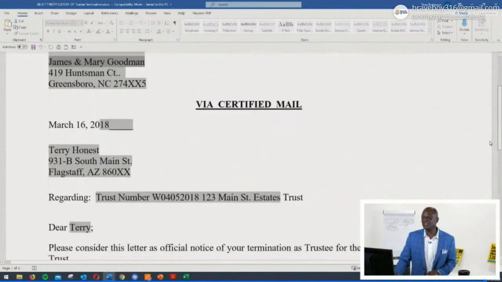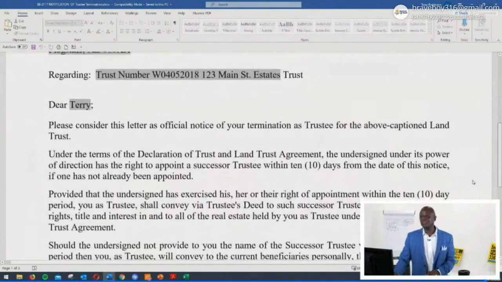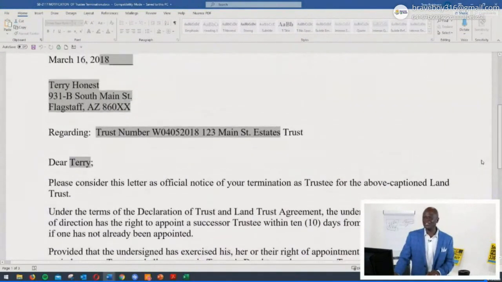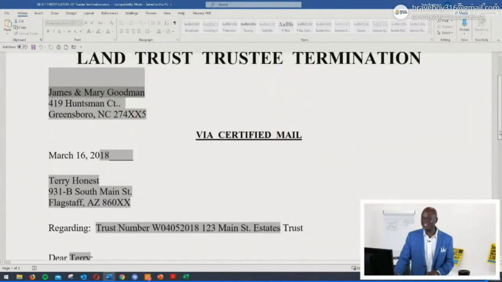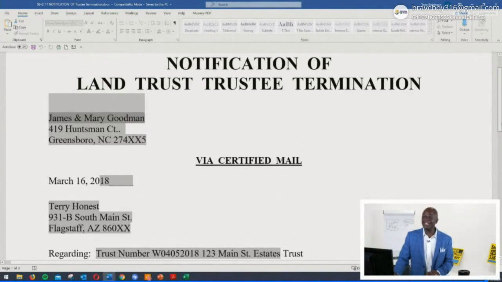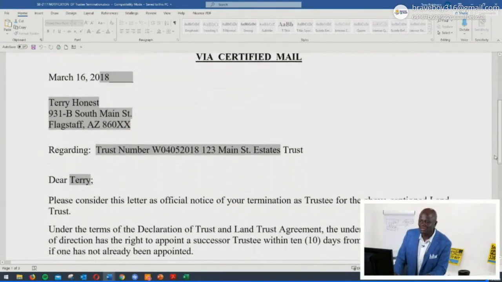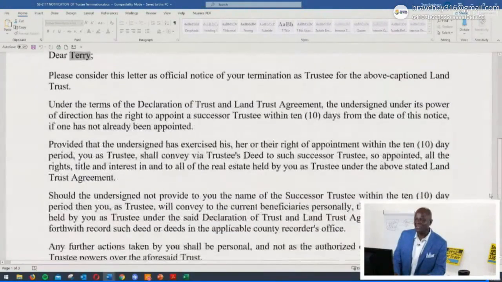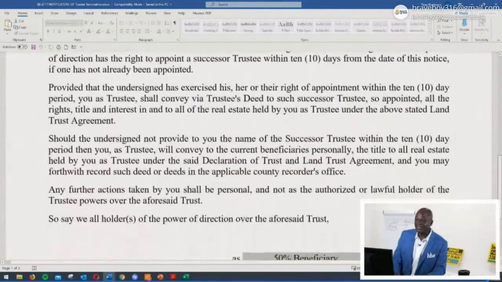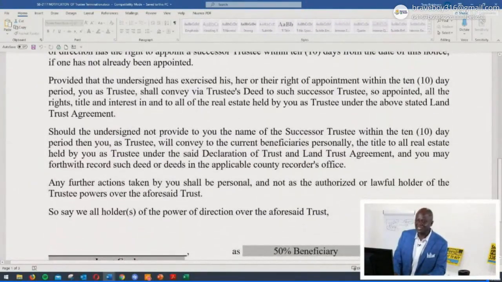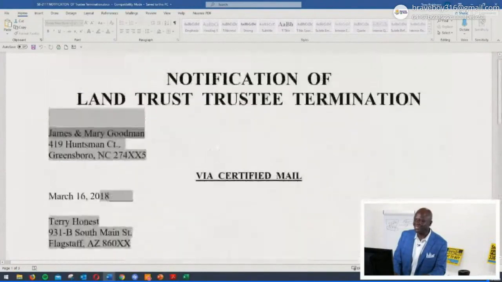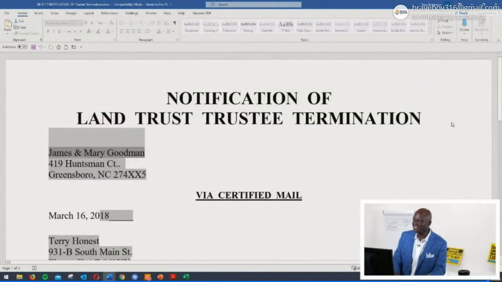Notification of land trust trustee resignation. This is where you can send your trustee a letter so that he can let you know he's resigning, or if you want him to resign. I mean, excuse me, this is the notice of land trust trustee termination. This is where you're terminating your trustee and appointing someone else. So all you're doing is just a written letter saying, hey, we fired you. It's all good. We still friends.